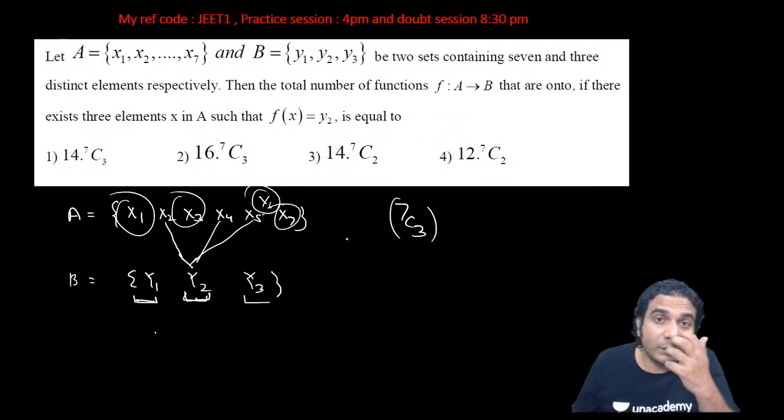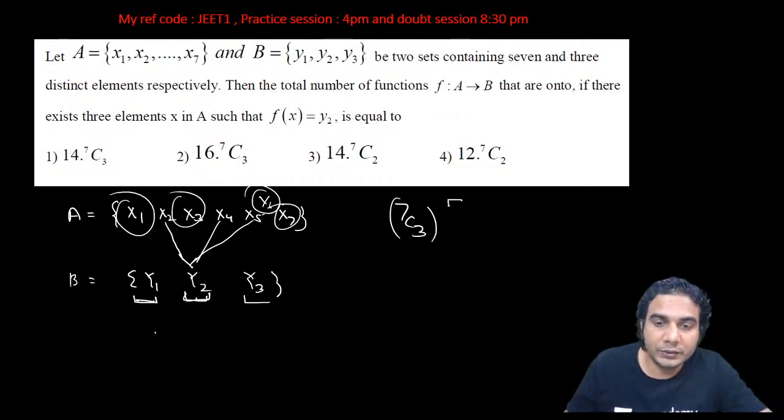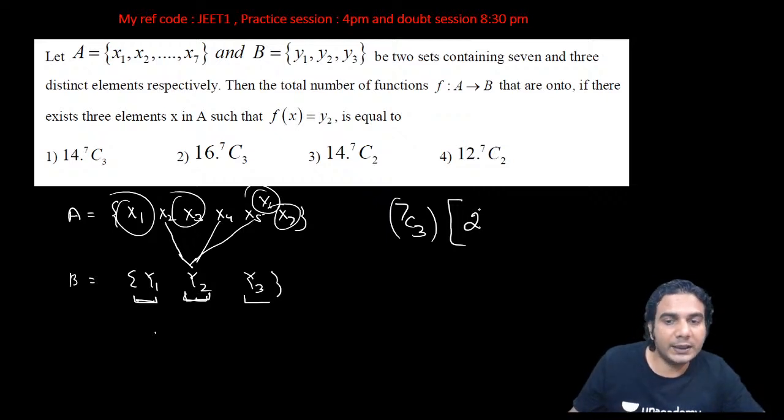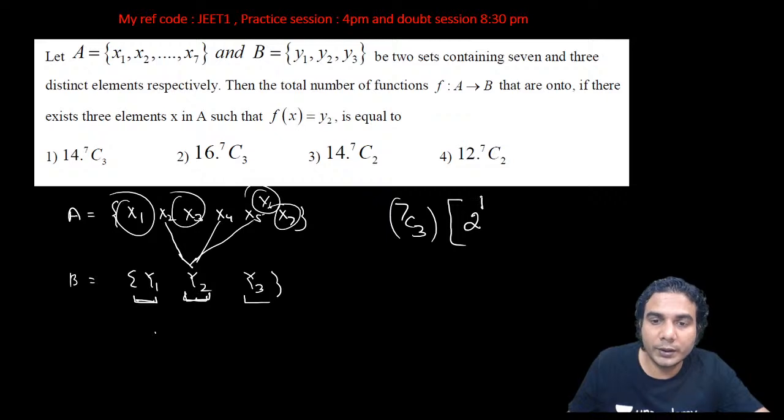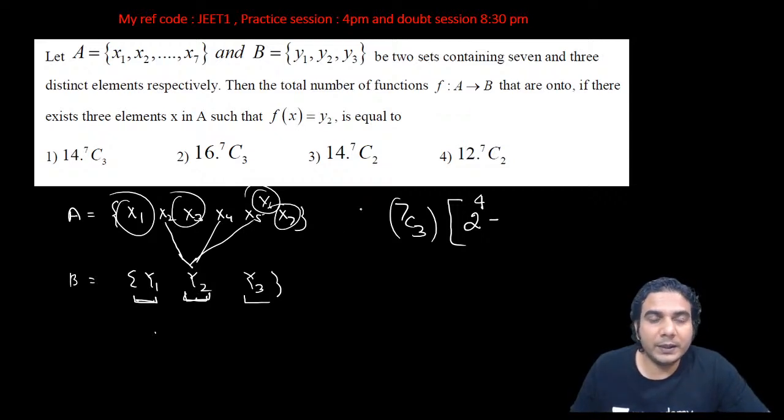So now you need to put these four, which I have circled, in y1 and y3, but no box should be empty. So the total number of ways to do so is 2 raised to 4. First element 2 options, second element 2 options, third element 2 options, fourth element 2 options. So 2 into 2 into 2 into 2, so 2 raised to 4. But there might be two ways in which exactly one box is empty and all the elements have gone to one box. If all elements go to y1, then y3 will be empty, and if all go to y3, then y1 will be empty. So we need to remove these two cases.